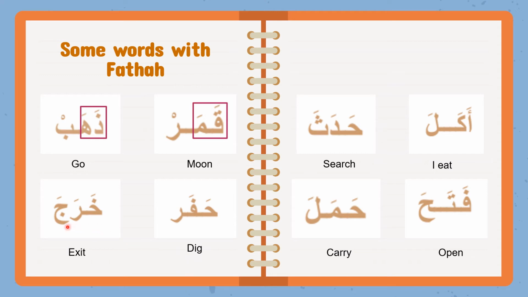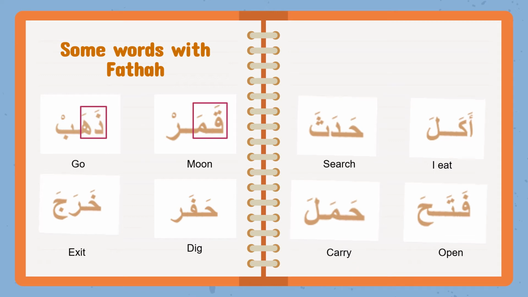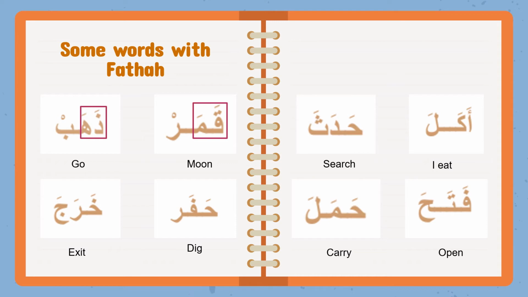Kharaja. Kharaja means exit. Akala. Akala means I eat. Hadatha. Hadatha means happen. Fataha. Fataha means open. Hamala. Hamala means carry. The last five words all have fatha in every letter, and after each letter, there will be an a sound.